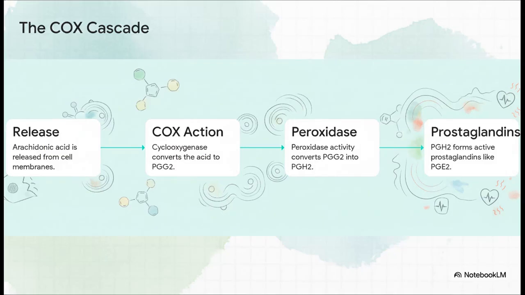Let's break down exactly what that COX enzyme is doing, because it basically operates like a dual action factory. First, the arachidonic acid is released. Then, the COX enzyme takes it and converts it into a highly unstable molecule called PGG2. Almost immediately, it acts as a peroxidase to convert that into PGH2. And finally, this PGH2 becomes active prostaglandins, like PGE2. And those prostaglandins, those are the actual culprits causing the fever, the swelling, and that awful throbbing pain you feel.